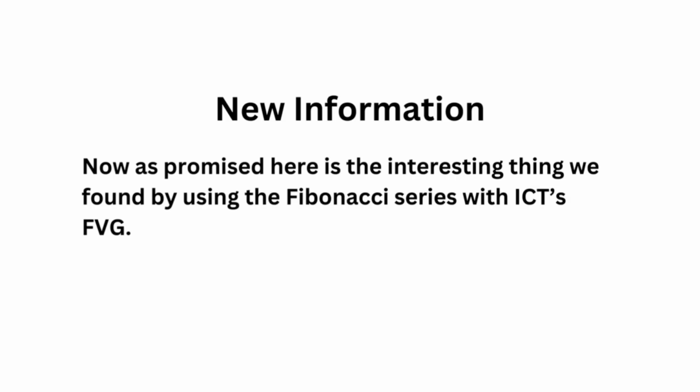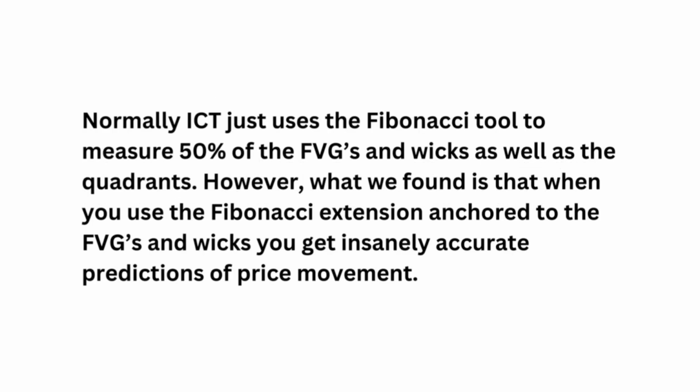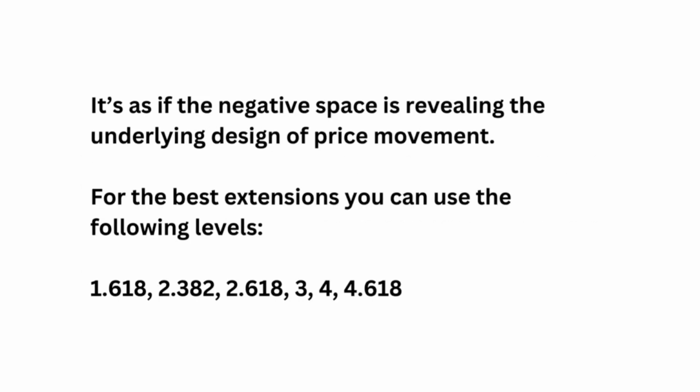As promised, here is new information about what we found about fair value gaps in wicks. Normally, ICT just uses the Fibonacci tool to measure 50% of the fair value gaps in the wicks, as well as the quadrants. However, what we found is that when you use the Fibonacci extension anchored to the fair value gaps and the wicks, you can get insanely accurate predictions of price movement. It's as if the negative space is revealing the underlying design of price movement.